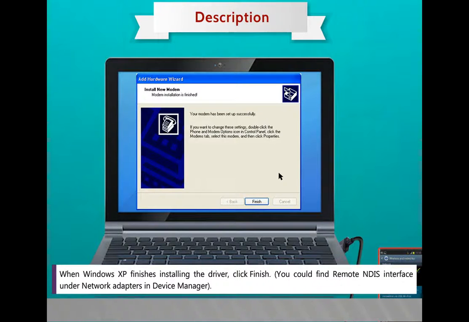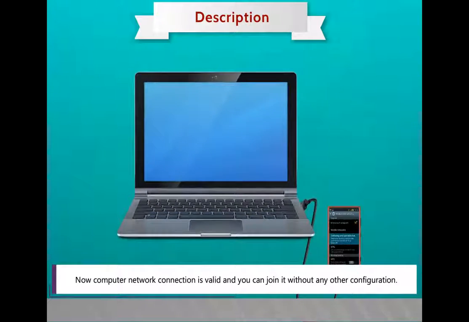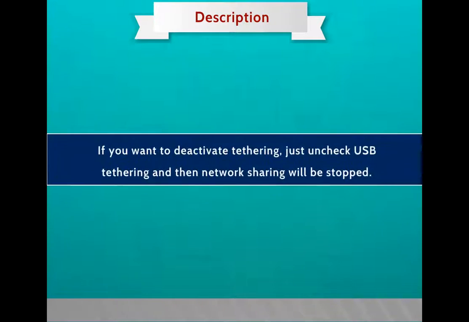When Windows XP finishes installing the driver, click Finish. You could find Remote NDIS Interface under Network Adapters in Device Manager. Now the computer network connection is valid and you can join it without any other configuration. If you want to deactivate tethering, just uncheck USB tethering and then network sharing will be stopped.